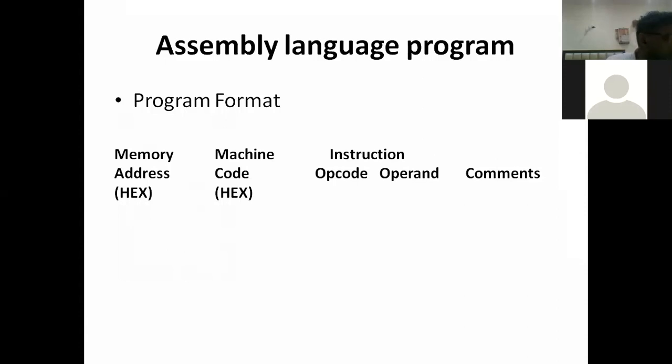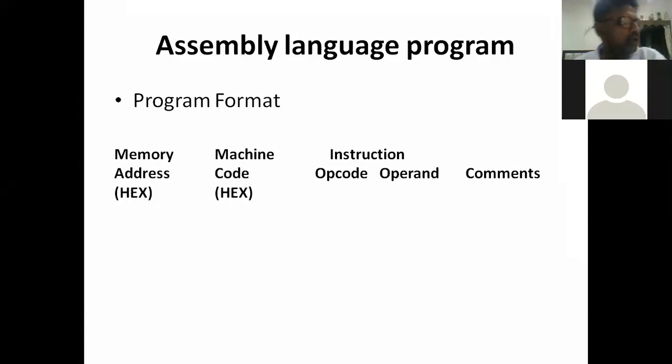The format of writing the assembly language program is, first of all, the memory address in the hex format, machine code in the hex format, instruction separately in the form of opcode and operand, and then comments. Comments is a kind of column in which you have to write what this instruction is going to do. So this is the format which you have to follow. Of course, there may be changes in the format later on whenever we do some programming, but the format remains as it is: memory address, machine code, opcode, operand, and the comments.